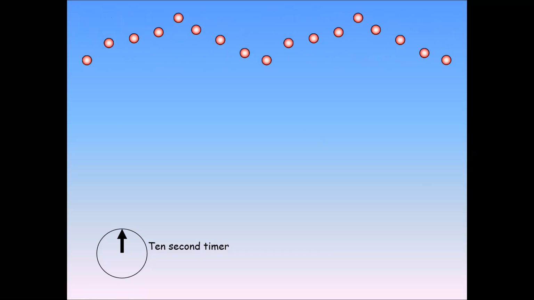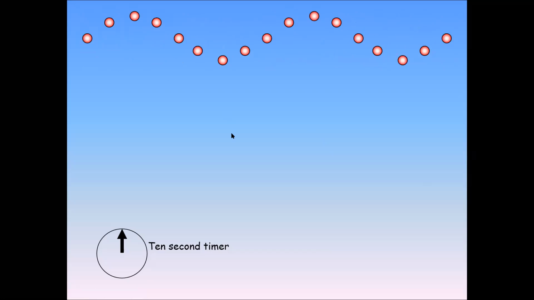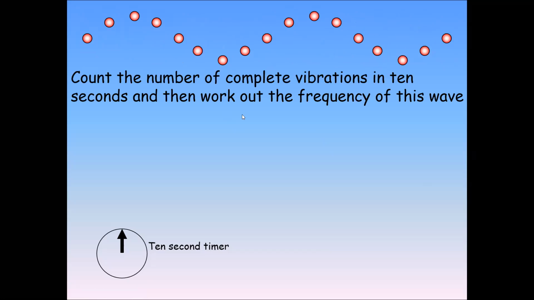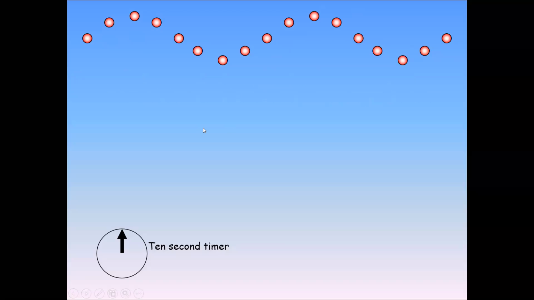Let's try again. Some students got the right answer, but a few of them did not. Count the number of vibrations, like how many times it is going up and down. I'll say start, and it will start. I'll start the timer now. You will count the number of vibrations. Start now.